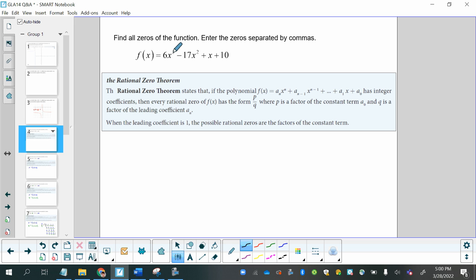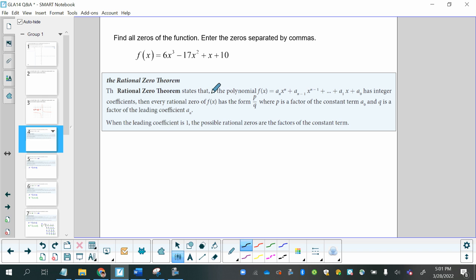Another note: because it is a degree 3 polynomial, I'm expecting up to 3 rational zeros. There will definitely be 3 zeros total, but they might not all be rational. They could be irrational or even imaginary, or complex. Rational just means that the number can be written as a fraction. So they might not all be rational, but I can have up to 3 of them. And hopefully I have at least one rational zero, so we're going to list those out right now.